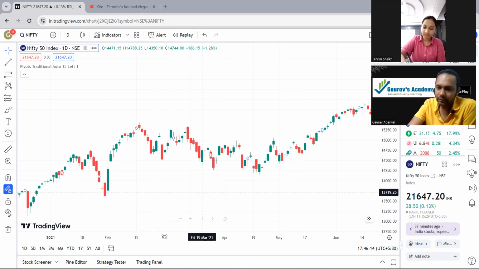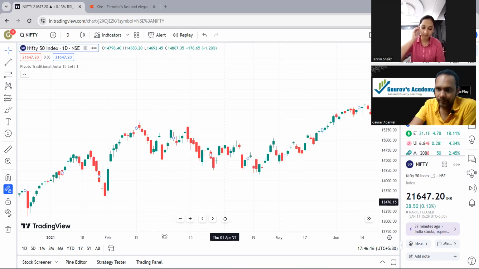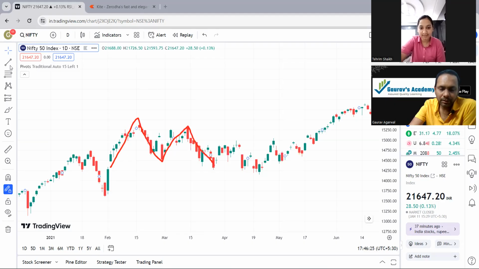And now, how to identify the target? See, this will be an M formation, right? So my entry is here. This is my entry. This is my stop loss. And now, what will be my target? The middle one. Which middle one? Here. Middle candle.